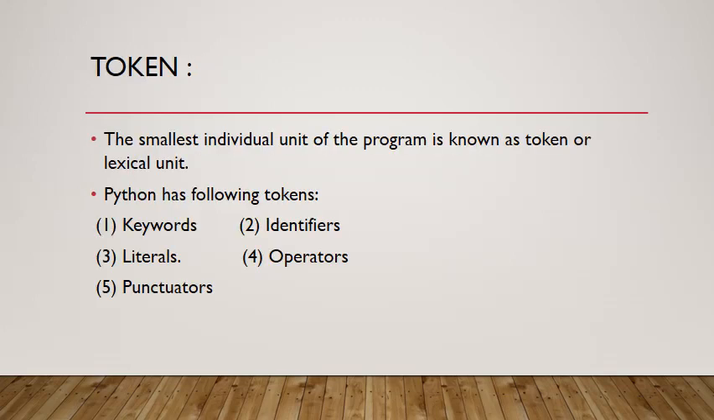Now the next topic is token. As you know, the smallest individual unit of the program is known as token or lexical unit. Any separate individual and smallest unit of the program is called token. There are 5 types of tokens: keywords, identifiers, literals, operators, and punctuators, which we will study one by one.